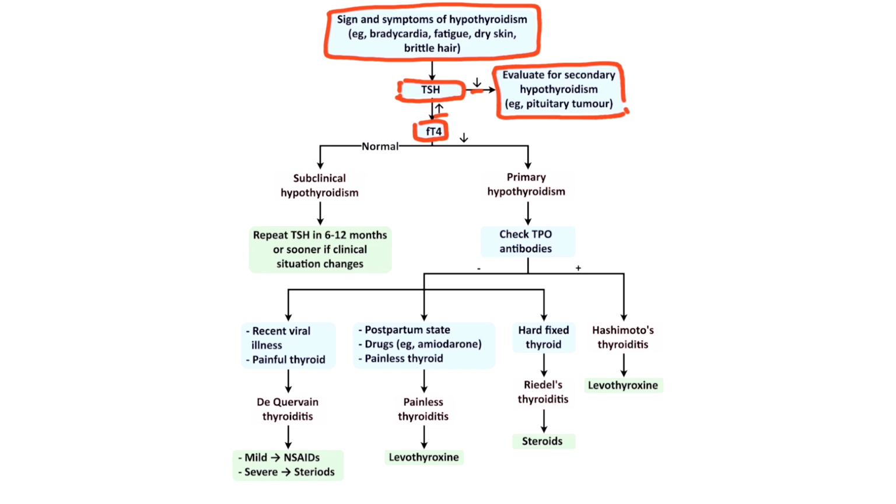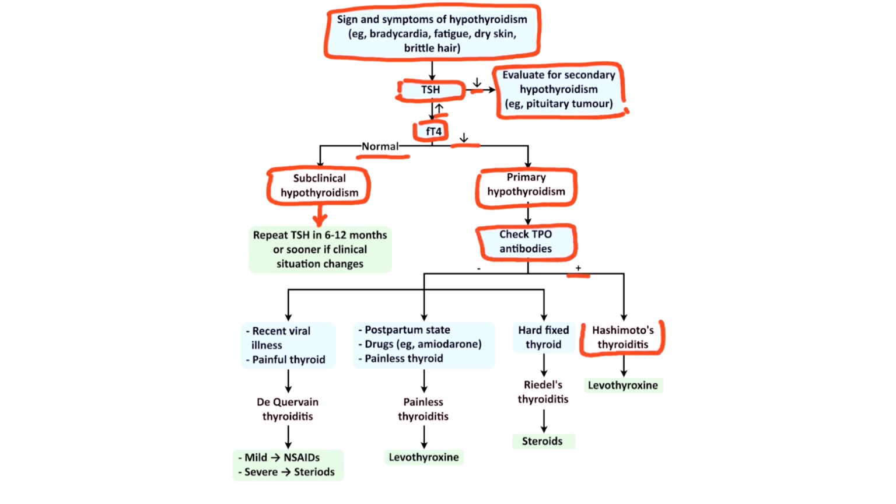If the FT4 is normal, we should consider subclinical hypothyroidism and reassess the patient 6 to 12 months later or sooner if the clinical situation changes. But if it is low, primary hypothyroidism is highly likely. We proceed to test for thyroid peroxidase antibodies, as these antibodies are commonly positive in patients with Hashimoto's thyroiditis. If the patient tested negative for these antibodies, we should think of any other cause of thyroiditis, such as de Quervain painless thyroiditis or Riedel's thyroiditis.